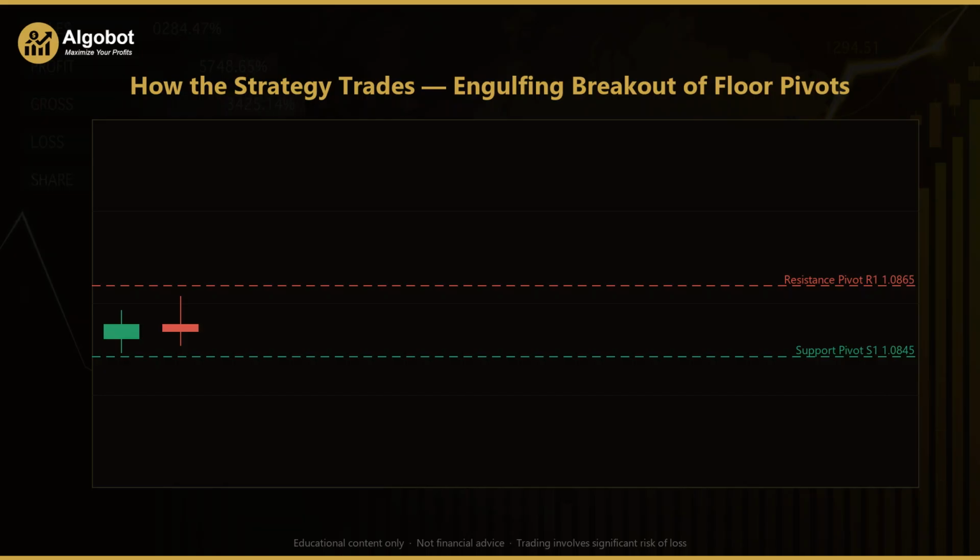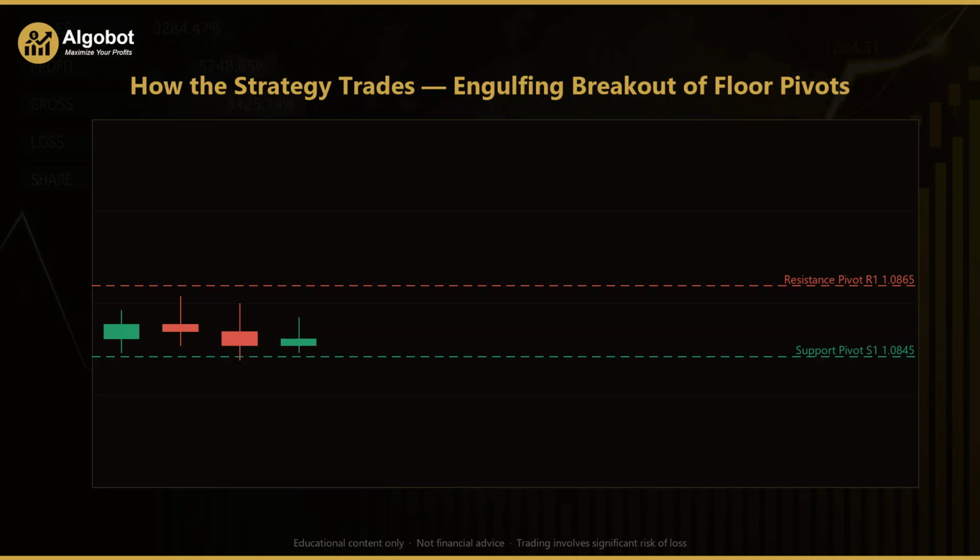Let's bring the logic to life on this illustrative chart. The two dashed horizontal lines are the floor pivots that the strategy calculates. The upper red line is the resistance pivot R1, drawn here at 1.0865, and the lower green line is the support pivot S1, drawn at 1.0845. The space between them is the range that sizes everything the strategy does.